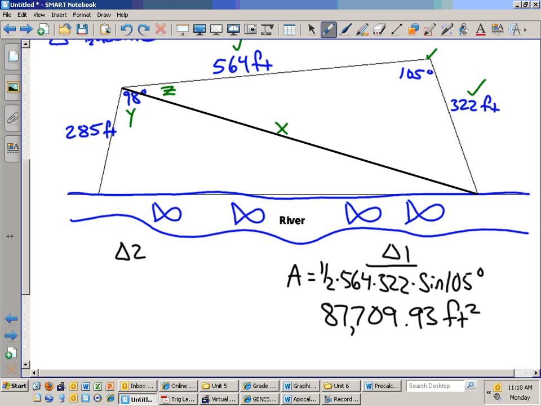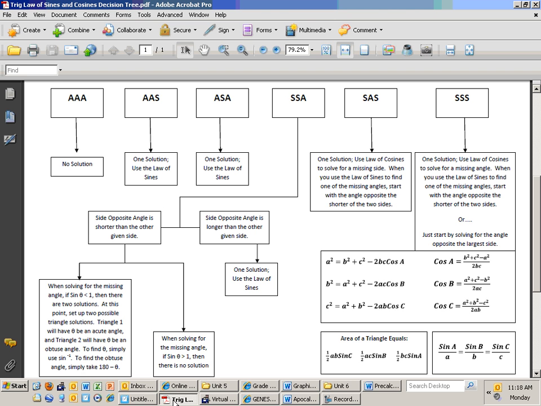Law of cosines, why? Side, angle, side. And if you look at your sheet, the law of sines only works if we have a side and an angle opposite that side. Here, if you have side, angle, side, it says one solution. Use the law of cosines. So that's what we're going to do. Let's go to work.